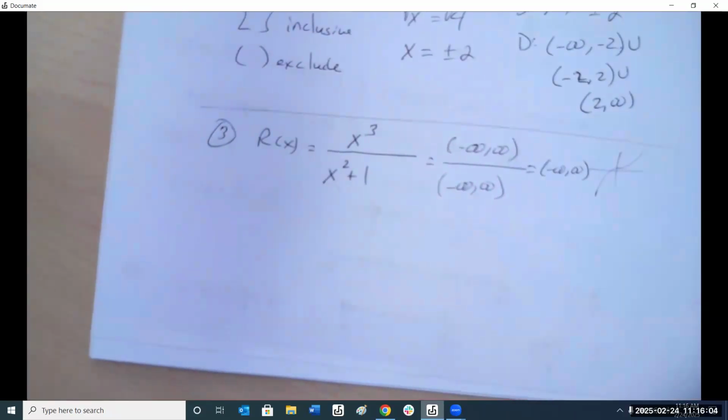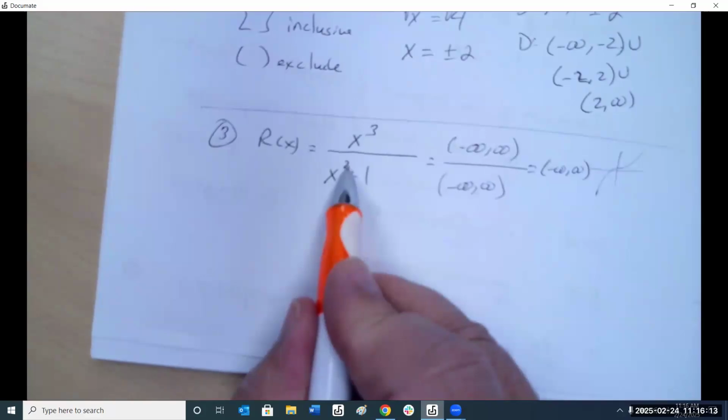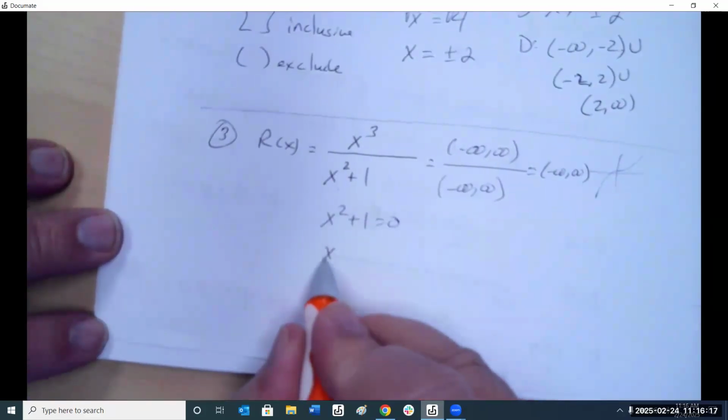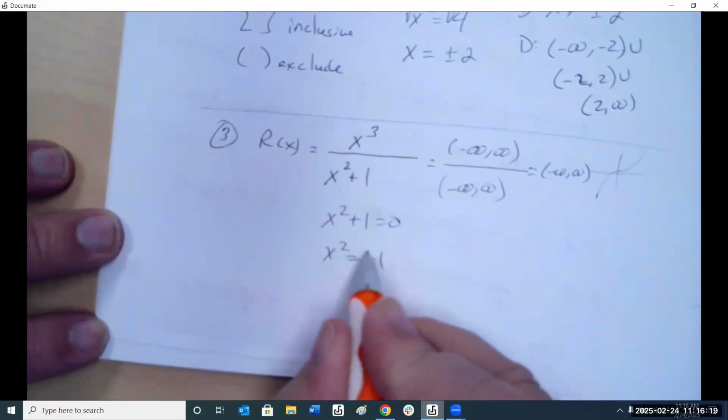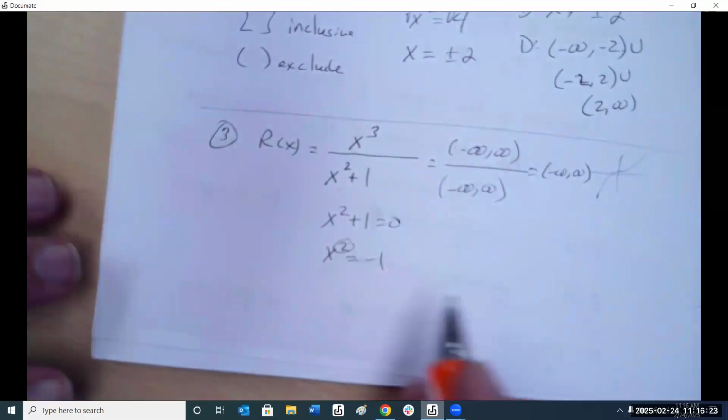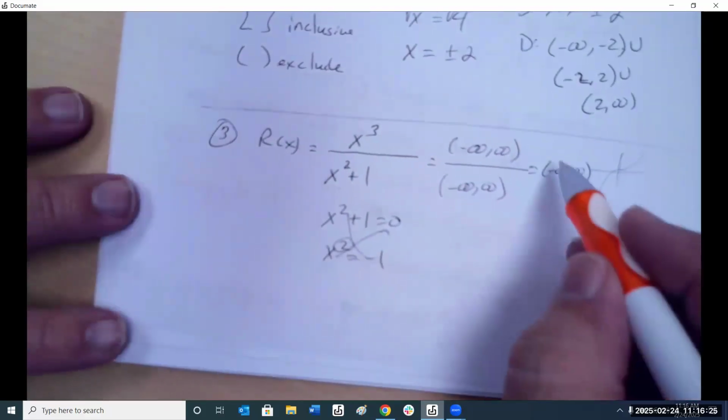Are there any restrictions on the bottom? Because it's squared. If you set this equal to 0, you can't have that. A squared term can never equal a negative number. So there's no restriction. That's our domain.